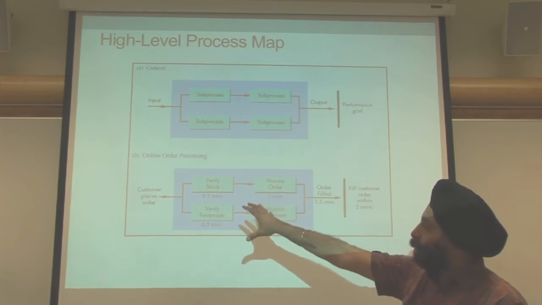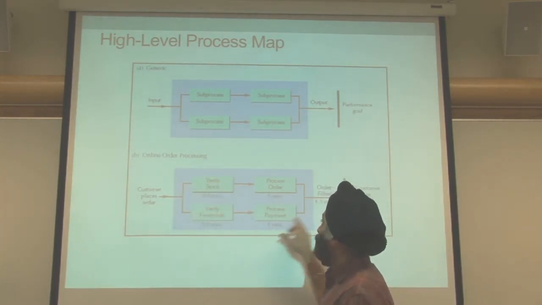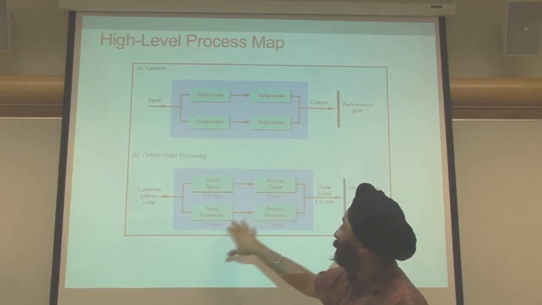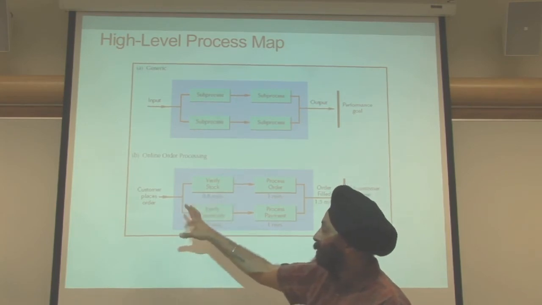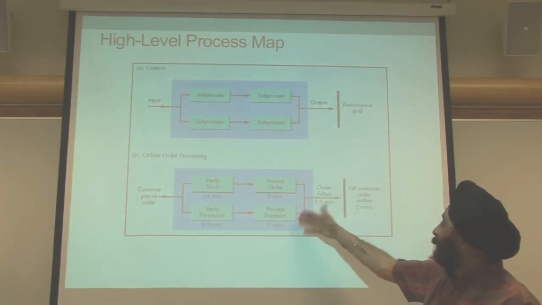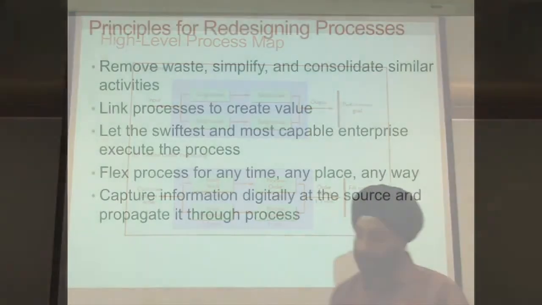So specifically looking at online order processing, customer places the order, and within this black box, you're doing a lot of things, whether it's verifying the stock, process the order, verifying financials of the customer, checking if they have the capability of paying it, process the payment, and then once it's done, order is filled, and fill customer orders within 2 minutes in that case.